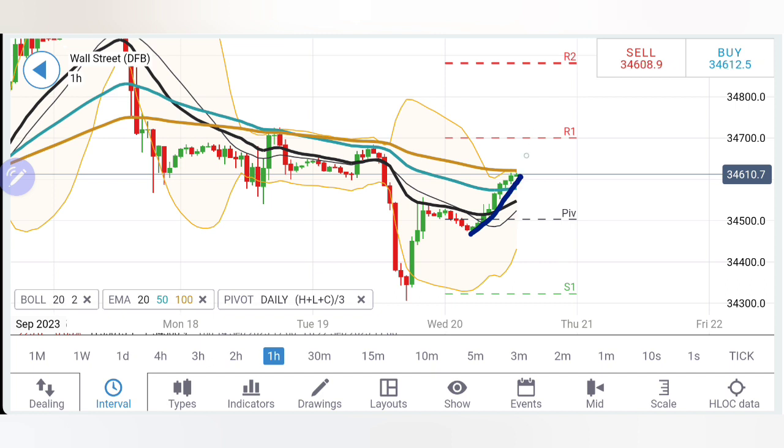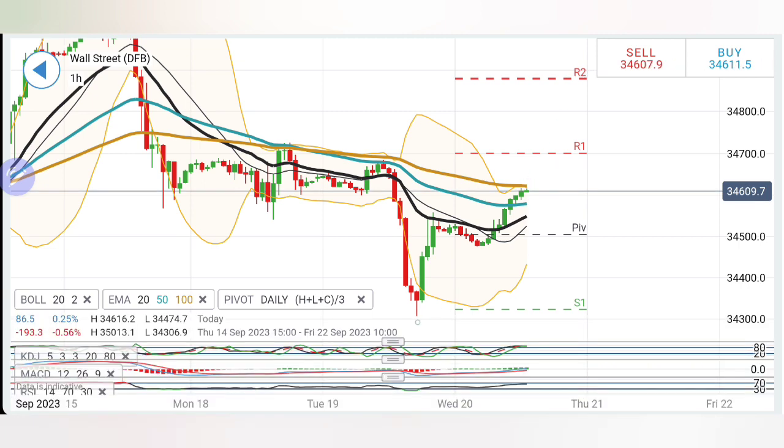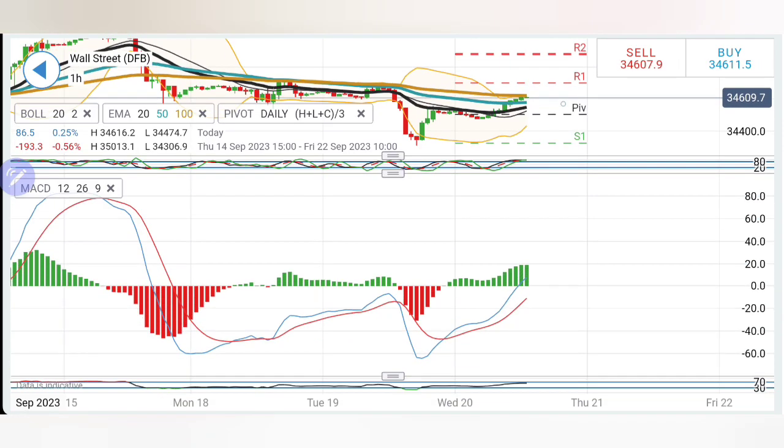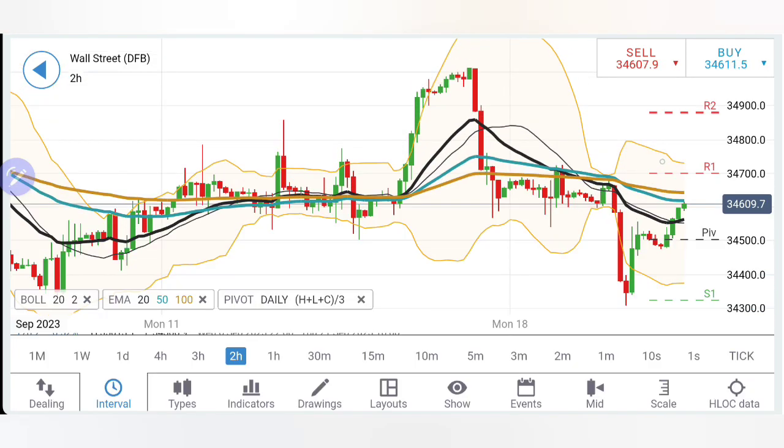At the same time, look at these straight green candles here. These straight green candles increase the chances of a pullback. Also, the 100 period moving average is achieved here. Look at stochastic, this is overbought. MACD is divergent and bullish. RSI is rising too. Coming to the 2 hour chart.